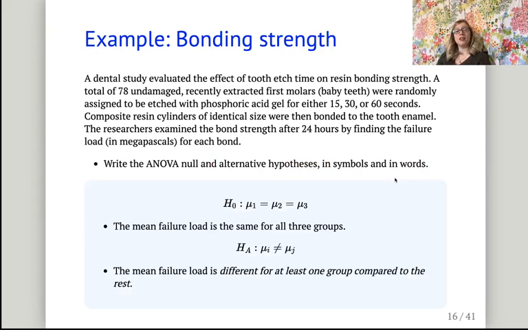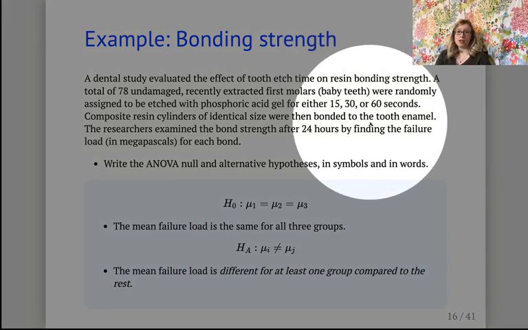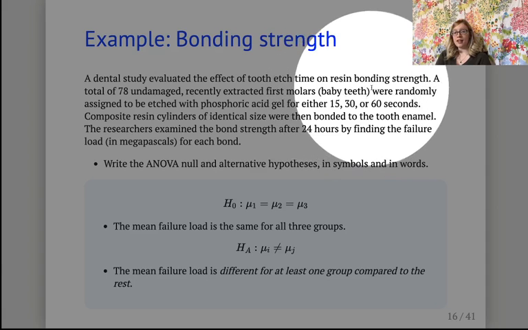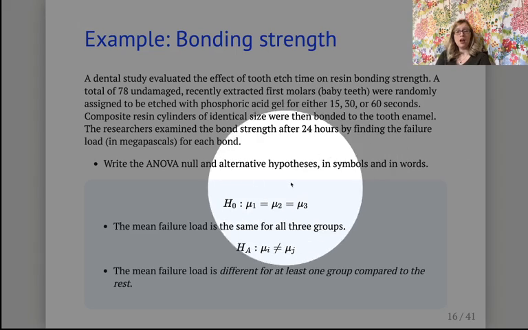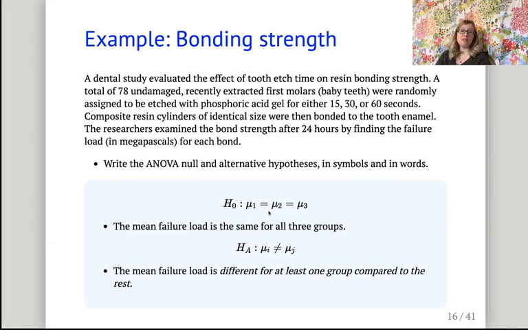So we'll first write the ANOVA null and alternative hypotheses. We have three treatment groups, 15 seconds, 30 seconds, or 60 seconds. So those are the three groups we'd like to compare. Our null hypothesis is that the mean is the same for all three groups. Our alternative is that the mean failure load is different for at least one group compared to the rest.